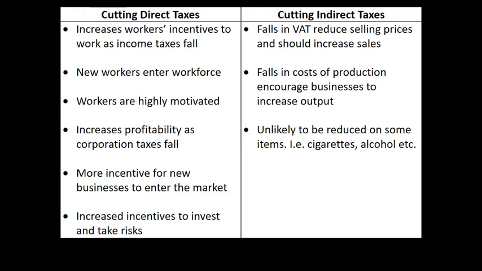If taxes are reduced on products, it reduces the cost of production on businesses. Businesses increase their output. That's good for the supply of goods and services. However, in reality, it's unlikely that some indirect taxes will be cut. It's not likely that the government's going to cut tax on cigarettes or alcohol or fuel or any of these goods that cause what we call negative externalities anytime soon.